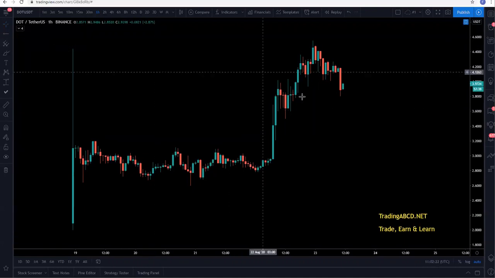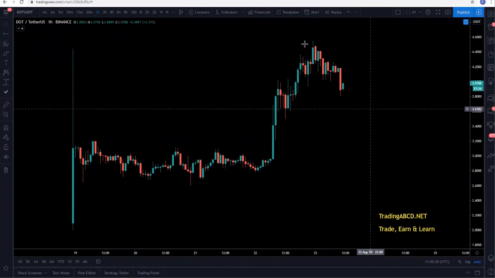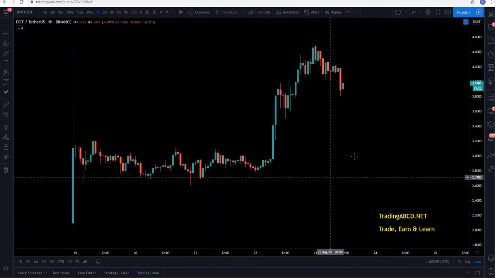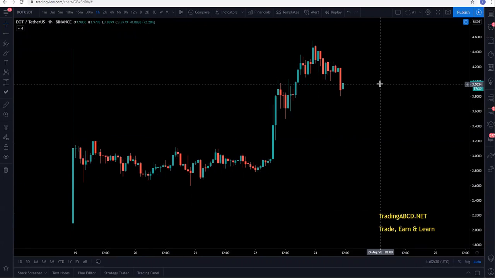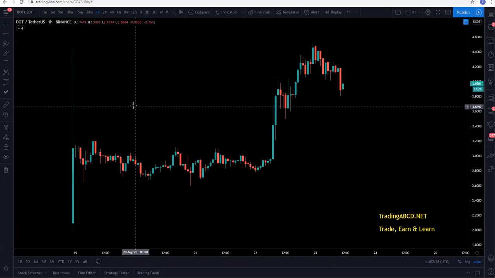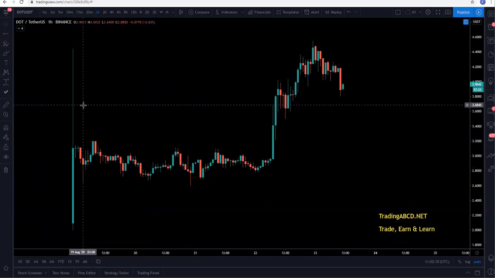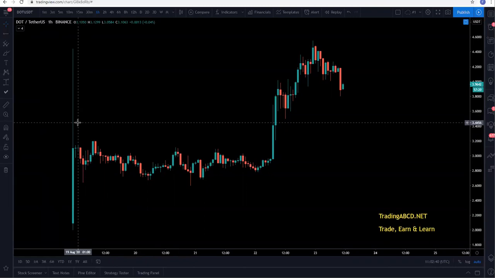So the pair is newly listed. It's a new coin. The ICO was in 2017, but it's newly listed, so there is no price history to depend on. There are no weekly levels or daily levels to depend on. That's why we need to use other techniques, especially Fibs, Fibonacci levels, to trade this kind of trade.